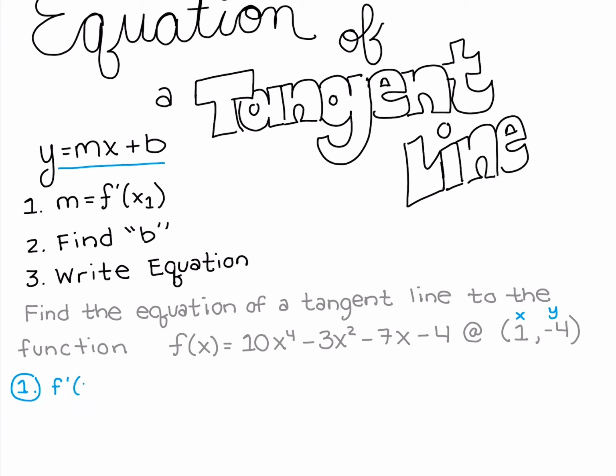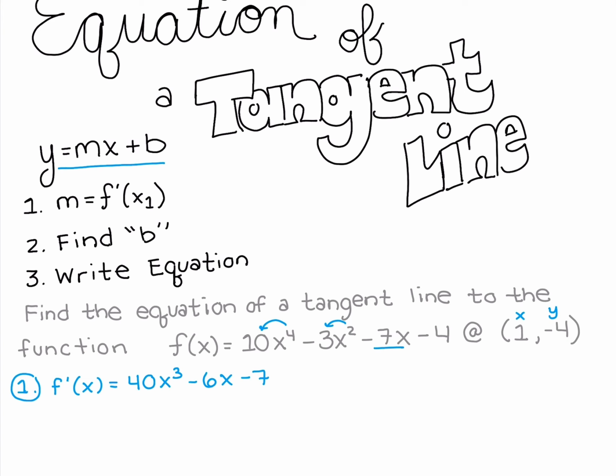So let's take that derivative. The derivative of 10x to the fourth, 10 times 4 is going to give us 40x to the 4 minus 1 is 3. Bring down the power and subtract from the new power again. Negative 3 times 2 is going to give us negative 6x. And then derivative of negative 7x is negative 7. And derivative of minus 4 is 0.